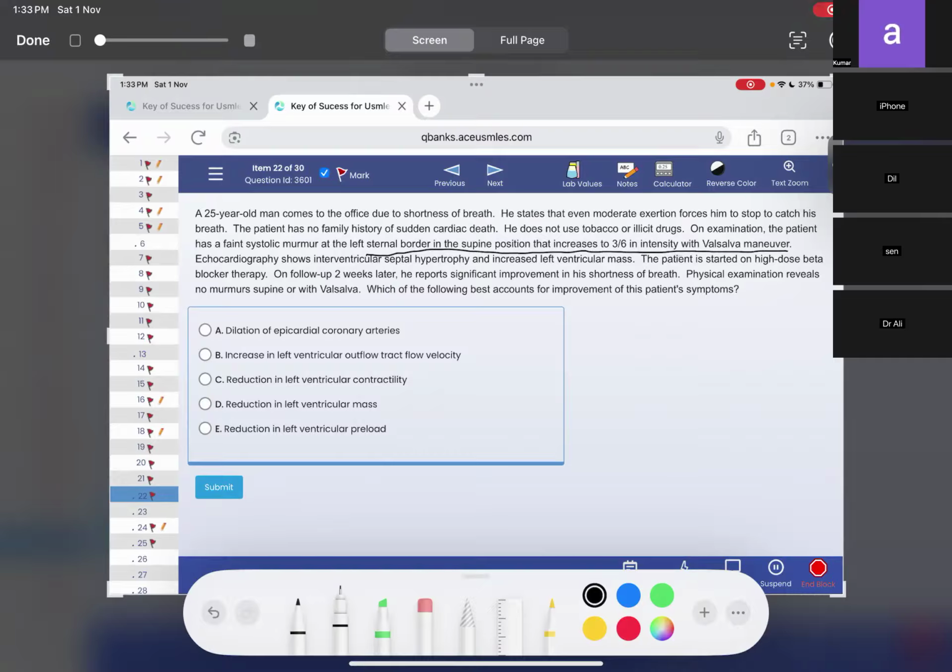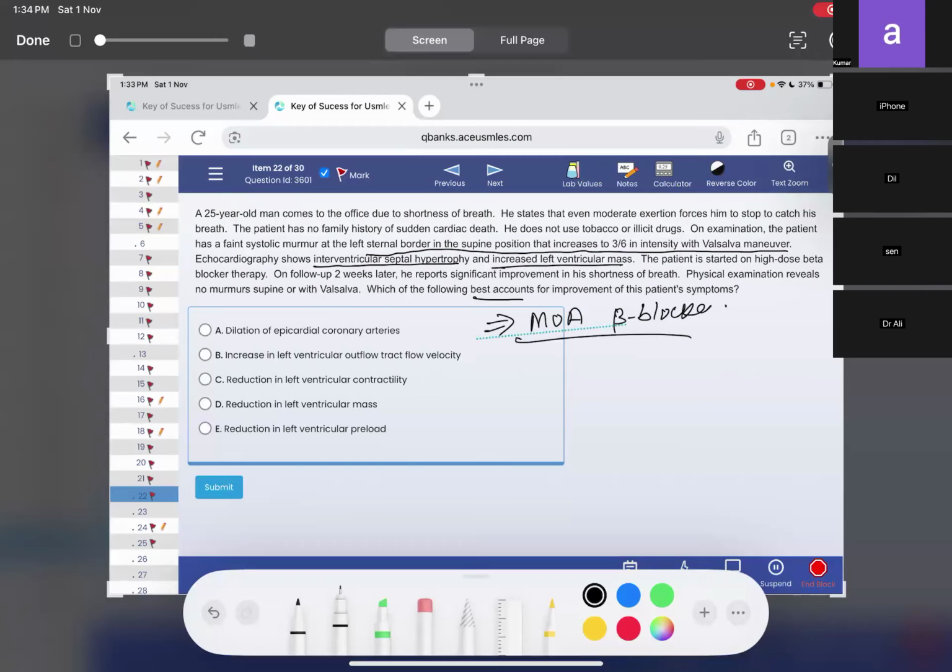Echocardiography shows interventricular septal hypertrophy and increased left ventricular mass. The patient is started on high dose beta blocker therapy. On follow up 2 weeks later, he reports significant improvement in shortness of breath. Physical examination reveals no murmur supine or with Valsalva. Which of the following best accounts for improvement of this patient's symptoms? So they are actually asking about the mechanism of action of beta blockers.